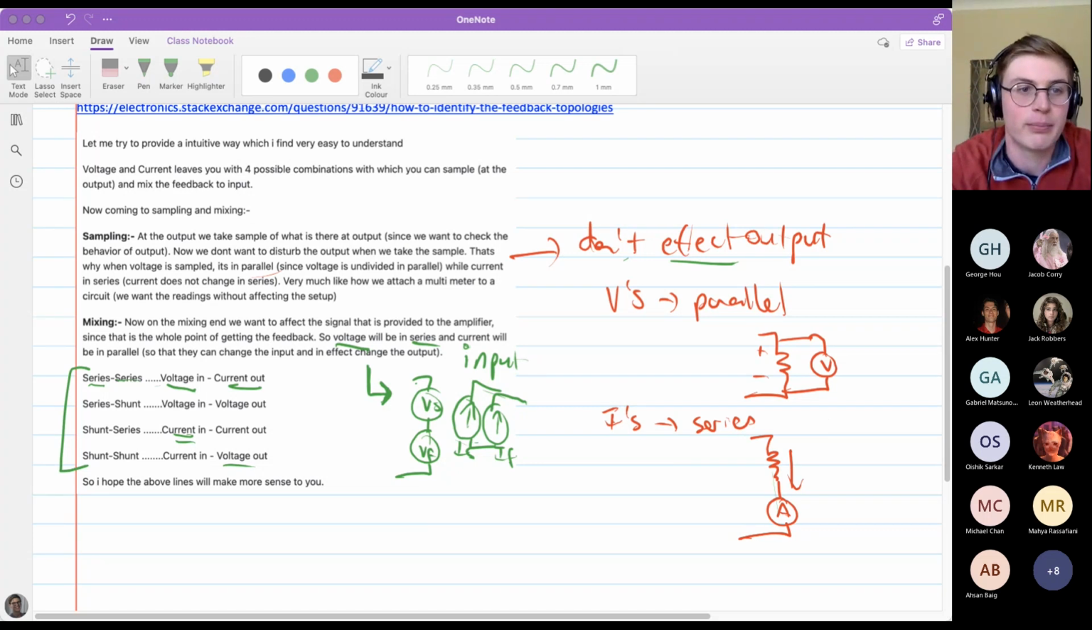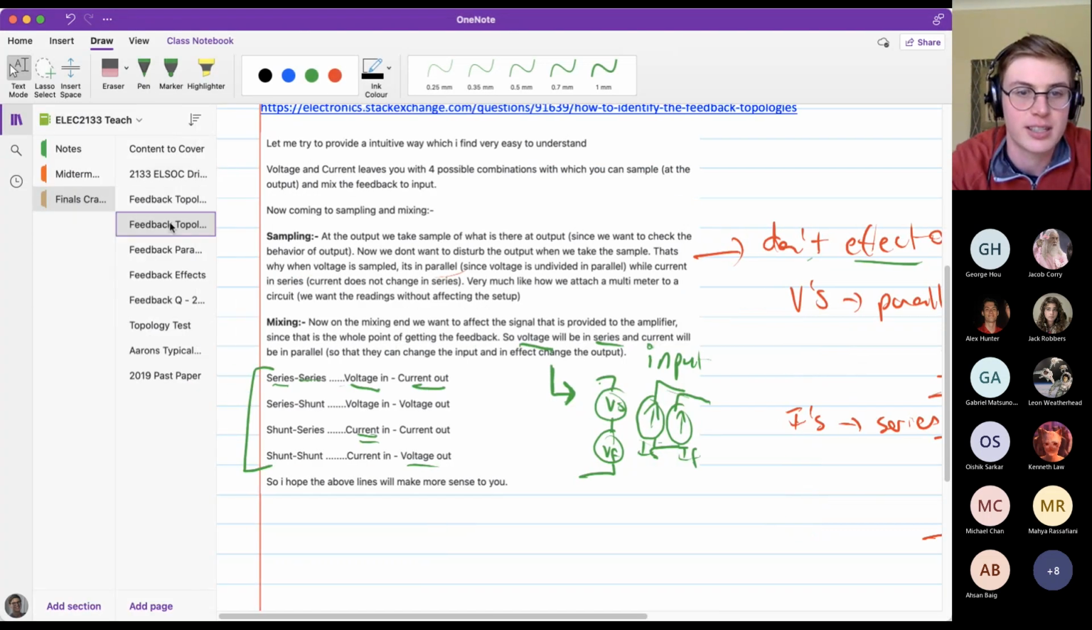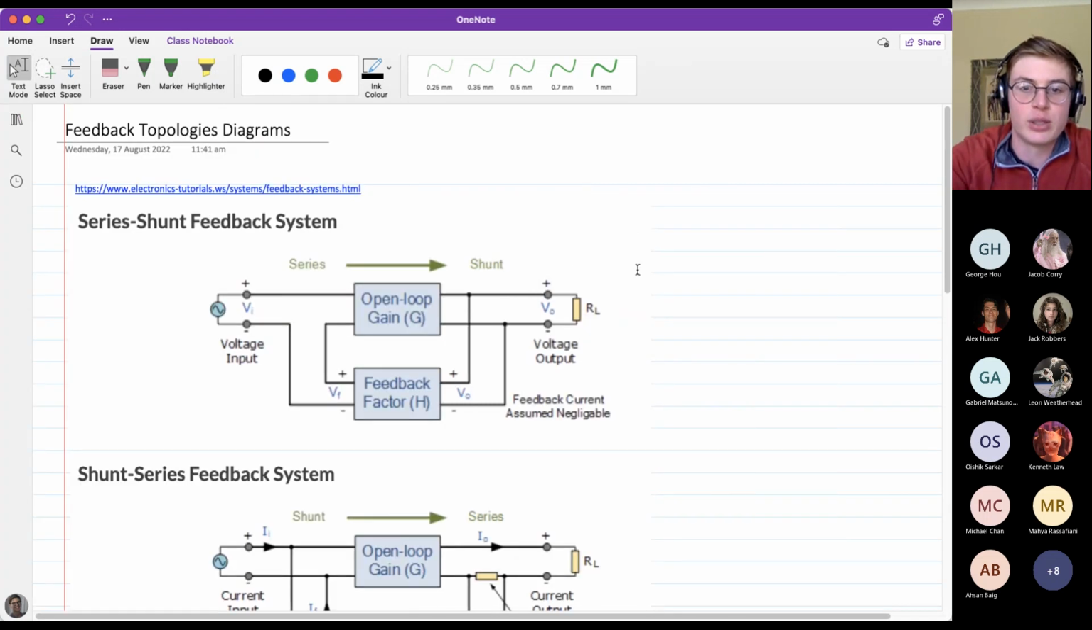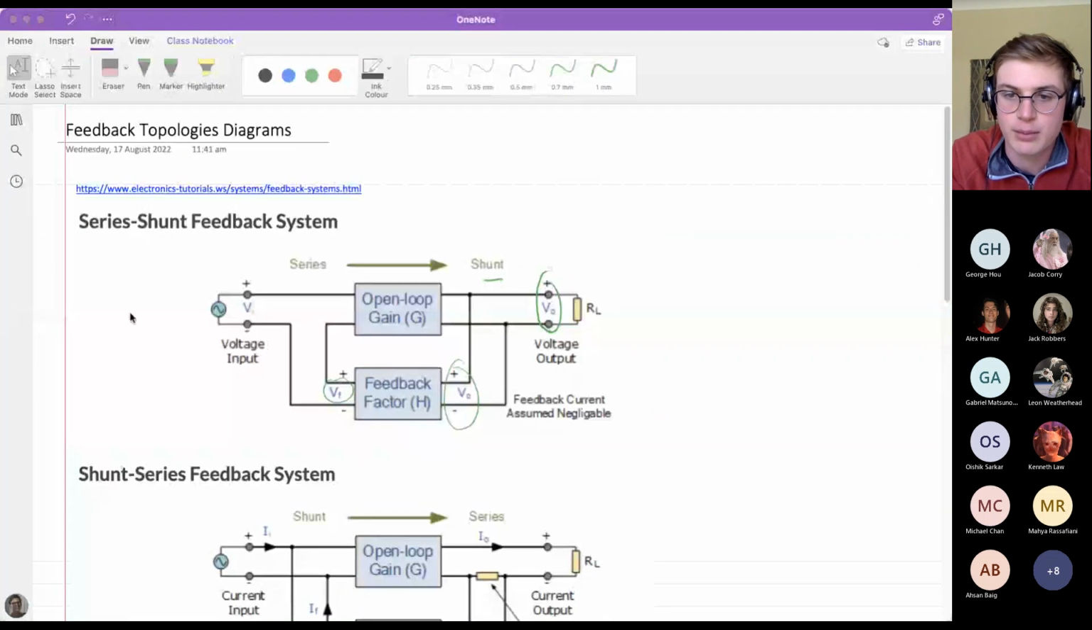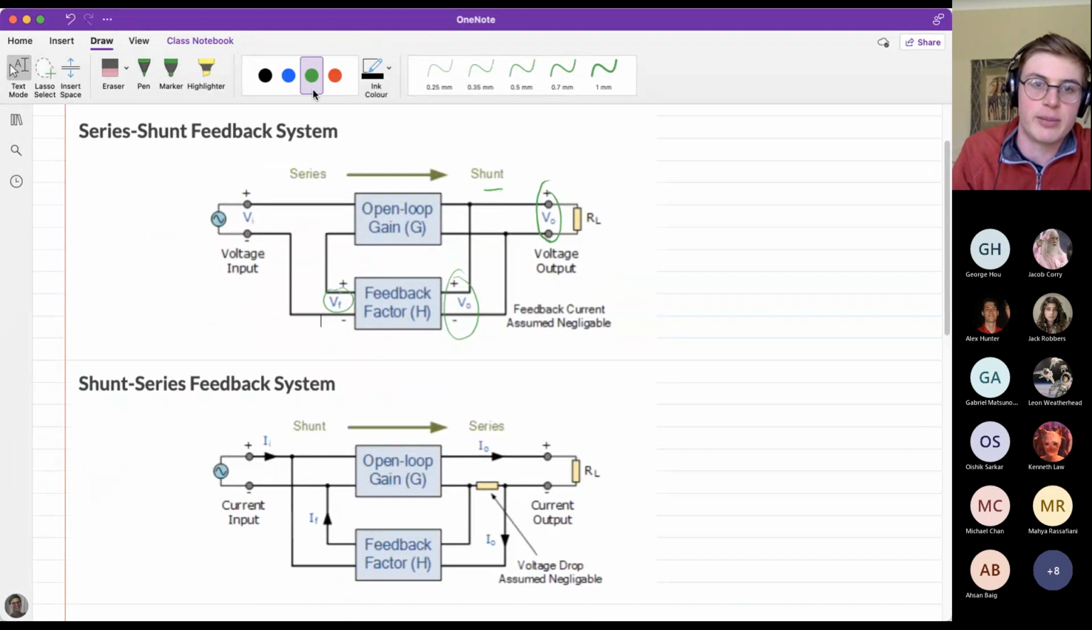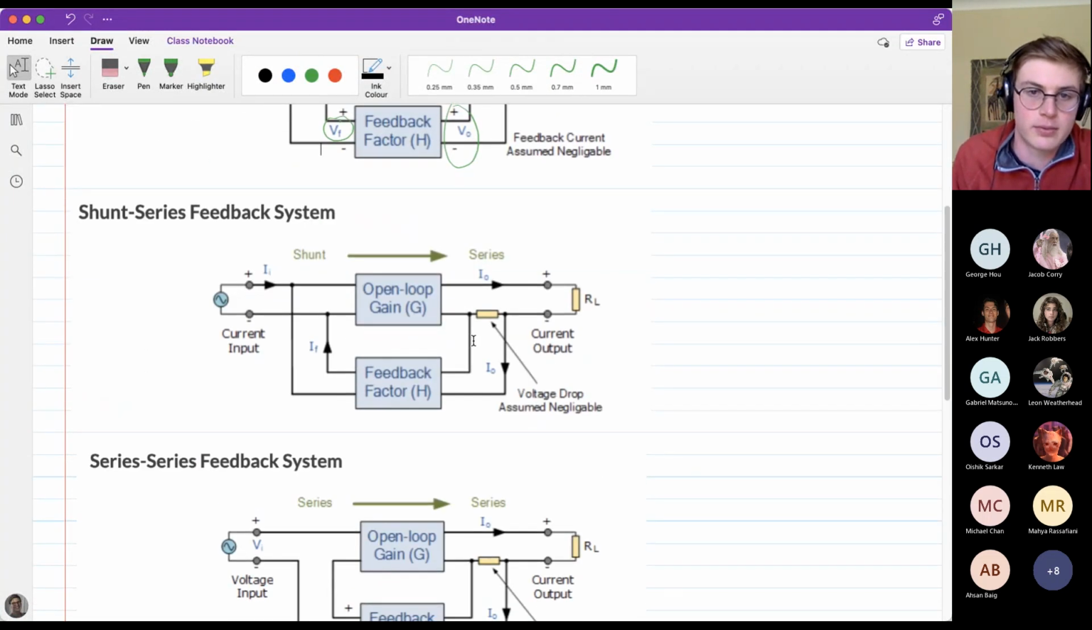Might be easy to have a look at the actual pictures. So if we have a look here, we're sampling the voltage. So we want to take a little sample of the voltage, and so we do that in shunt at the output. But at the input, we want to use a voltage mixing. So we want to use our feedback to say, I want to change this input to my system. And so we do that in series. Otherwise, if we put this voltage in parallel, it wouldn't work, right? We wouldn't be able to use feedback at all.